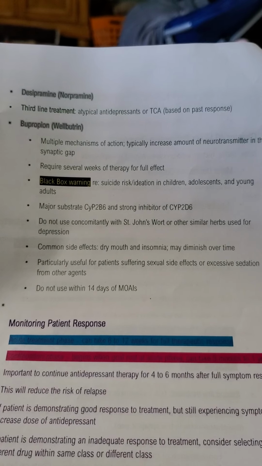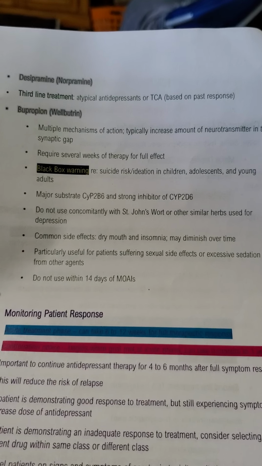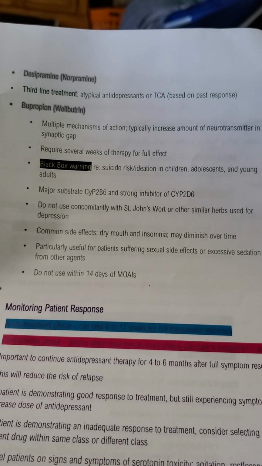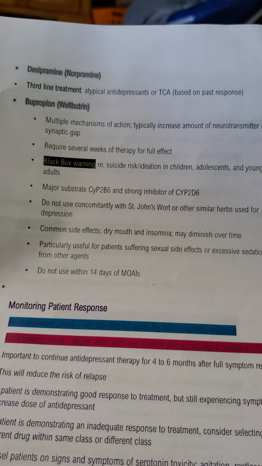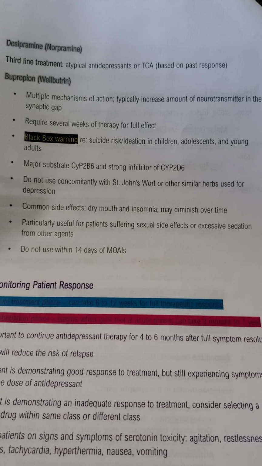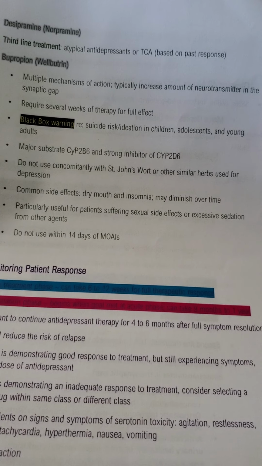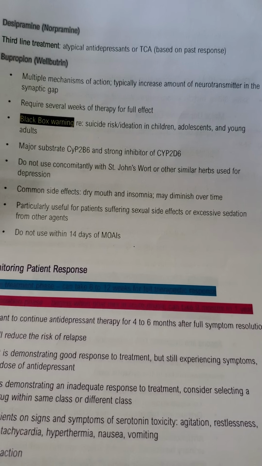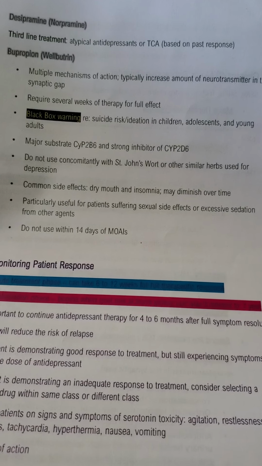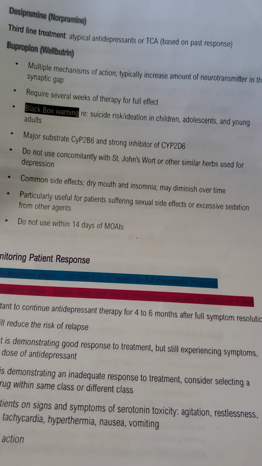Third line treatment: atypical antidepressants or TCAs based on the past response. Bupropion, or Wellbutrin. This one also has multiple mechanisms of action, typically increasing the amount of neurotransmitters within the synaptic gap. They require several weeks of therapy to get to the full effect. Black box warning, once again, is suicide risk and ideation in children, adolescents, and young adults.